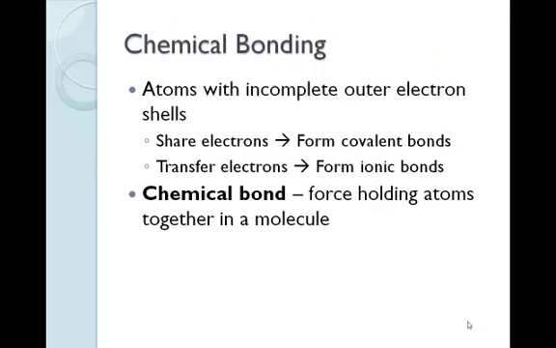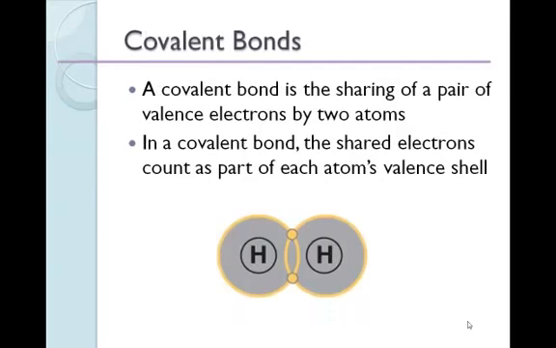Chemical bonds form between atoms to allow atoms to have complete outer electron shells. The first electron shell is complete when it has 2 electrons. All other shells are complete when they have 8 electrons. There are 2 ways to complete the outer shells. One is by sharing electrons and forming covalent bonds, or the second way is by transferring electrons to form ionic bonds. Each method creates an attractive force between atoms called a chemical bond. It is this force that holds atoms together to form molecules.